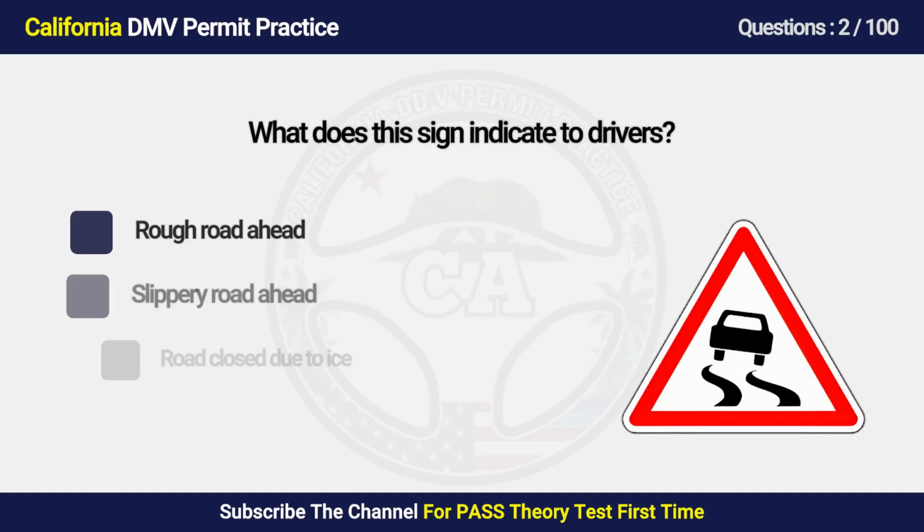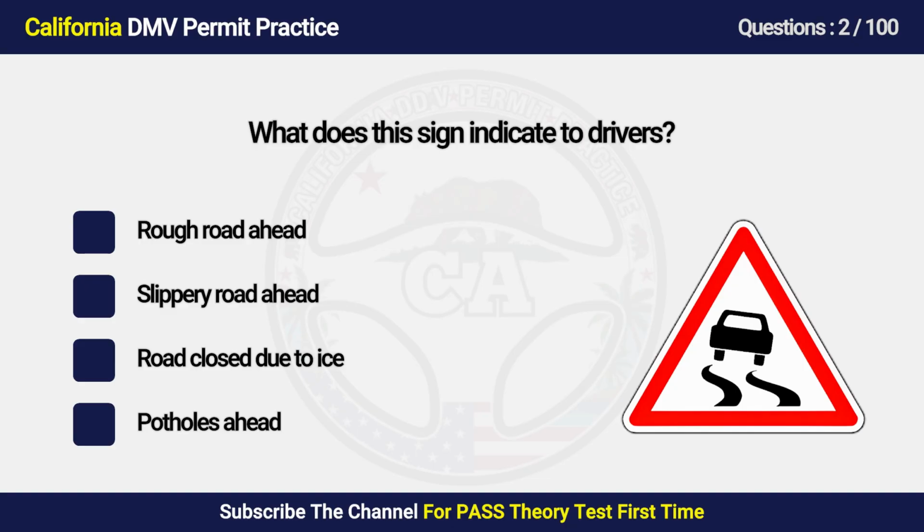Question 2. What does this sign indicate to drivers? A. Rough road ahead. B. Slippery road ahead. C. Road closed due to ice. D. Detour ahead.